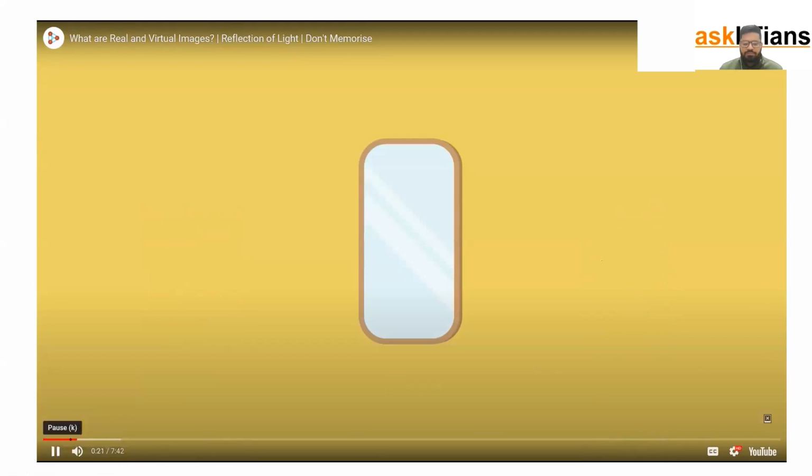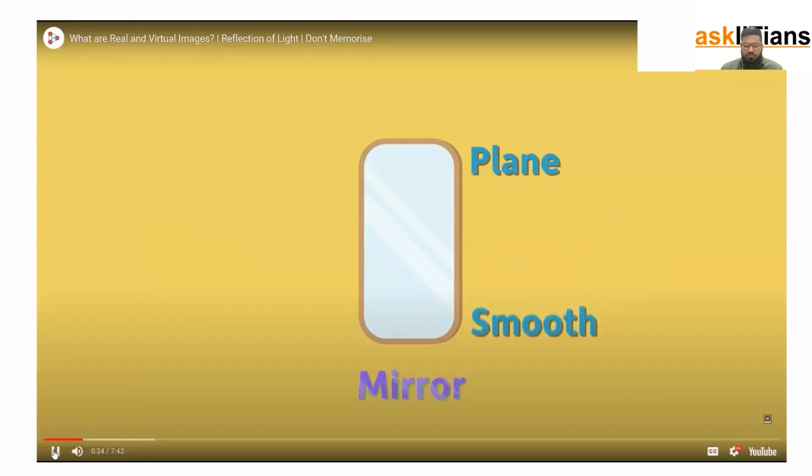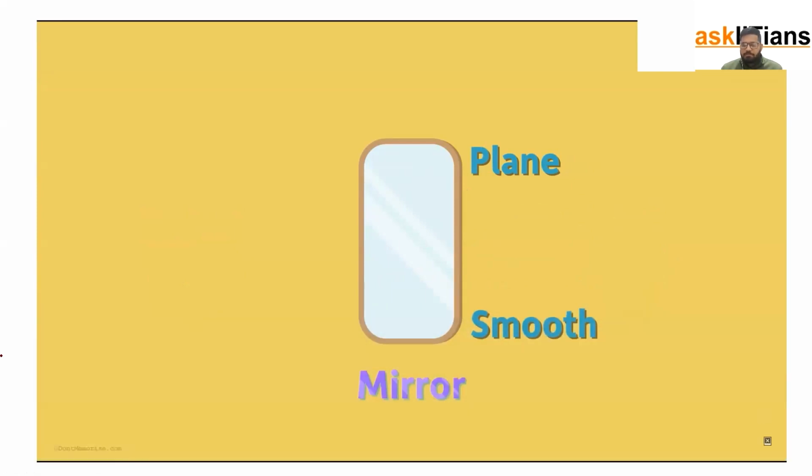Okay, so we are going to learn the basic distinction between real and virtual image in this video. A mirror has a plane and smooth reflecting surface on one side. So you can see this is a mirror which has a plane and a smooth surface. So which mirror is this? This is a plane mirror. So now first we are talking about the plane mirror. It's called a plane mirror because its reflecting surface is flat.